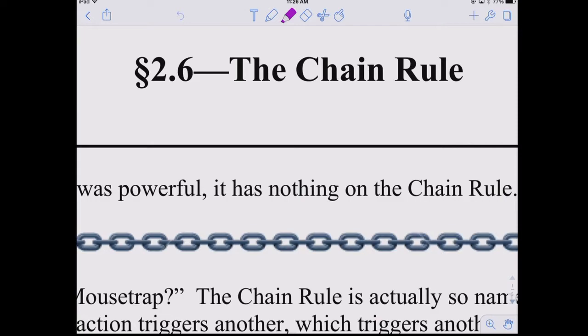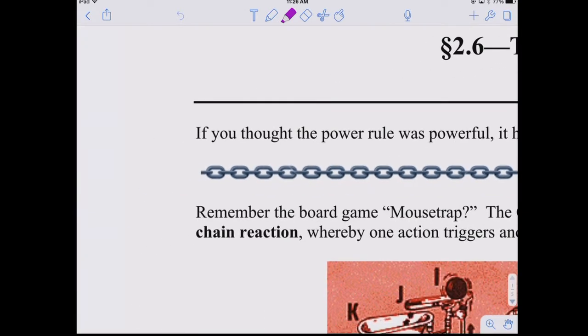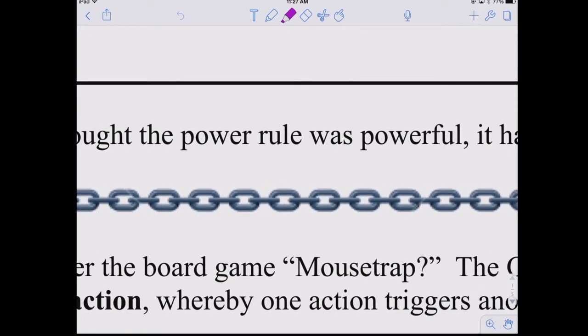Okay. 2.6, the chain rule. We're recording. The chain rule is even more powerful, as I mentioned already, than the power rule.